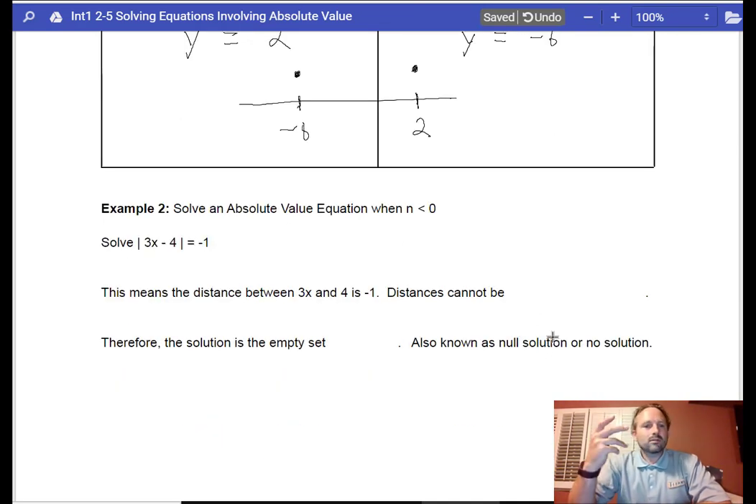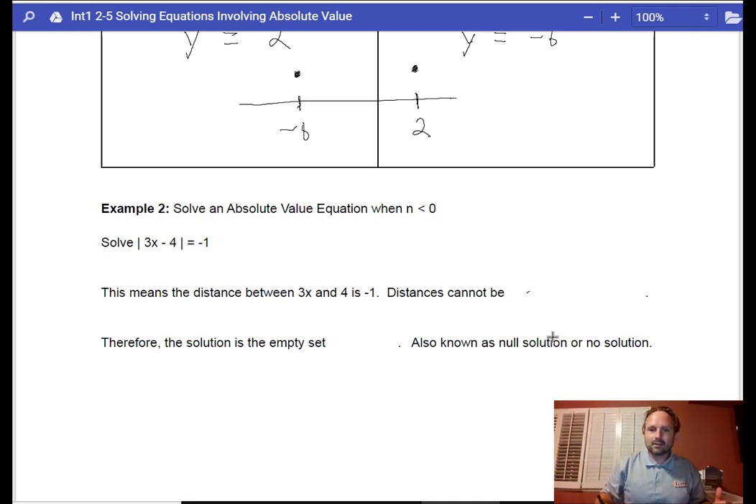Now solve an absolute value equation when it's less than 0. So solve the absolute value of 3x minus 4 is equal to -1. All right, well, this means the distance between 3x and 4 is -1. Distances cannot be negative. You can't have negative distances.